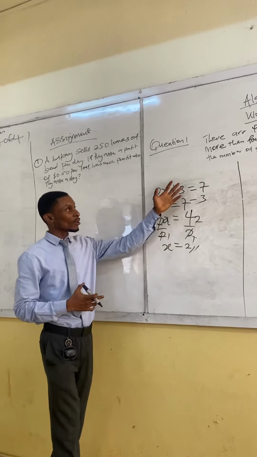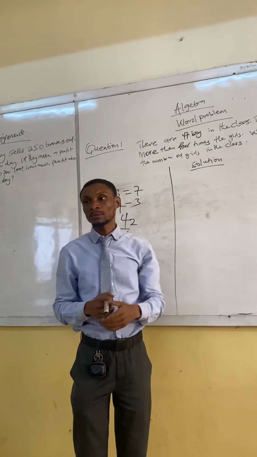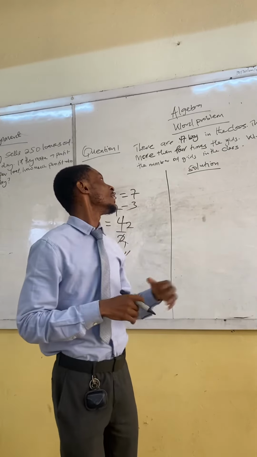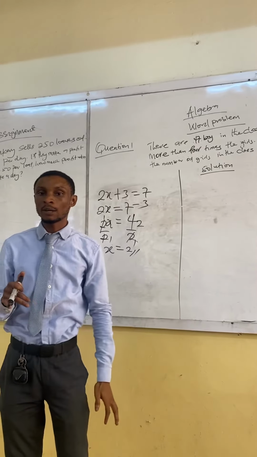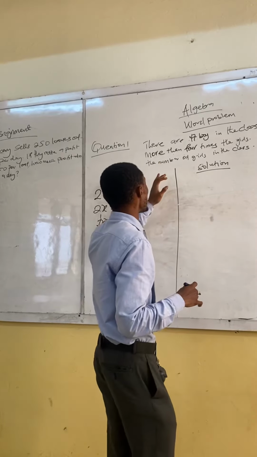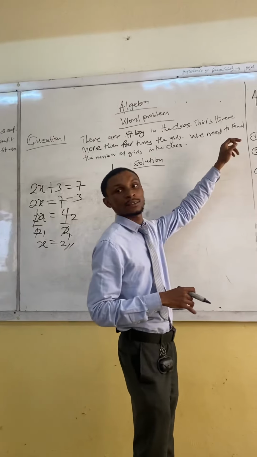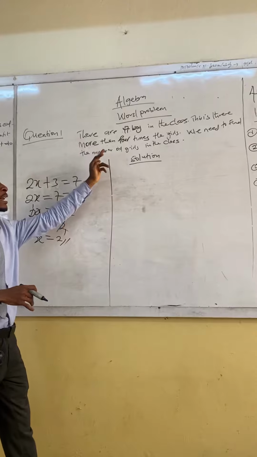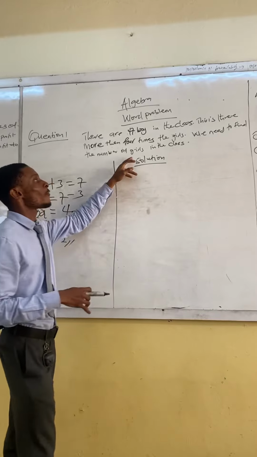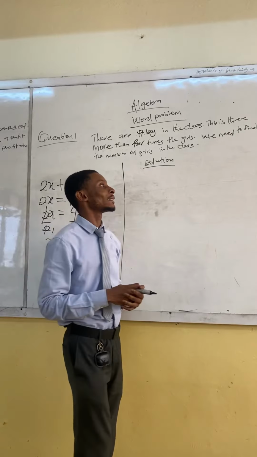So I want us to move to today's lesson. Today's lesson we are going to learn about what? Word problems. We will be given the questions, and at the end of the day we have to extract the mathematical equation so that we'll be able to solve it. So we have a question like, there are 47 boys in the class. This is 3 more than 4 times the girls. We need to find the number of girls in the class. That is the question.